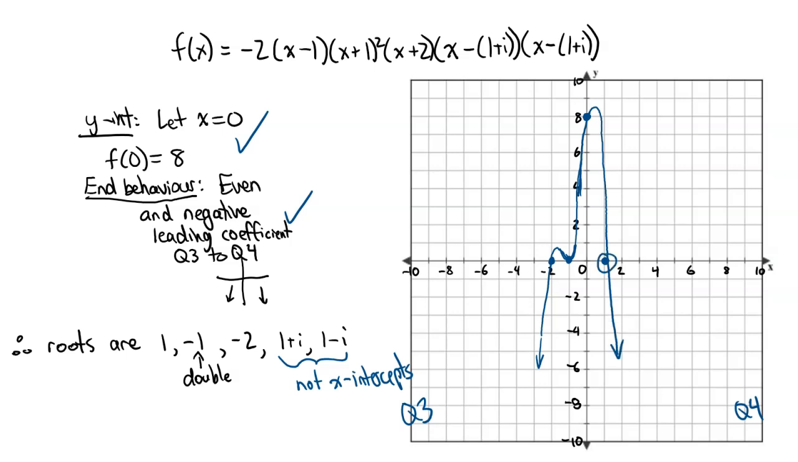So we have 1, 2, 3, 4 x-intercepts, and then those two other roots don't mean anything as far as x-intercepts. And so that's the entire graph of this. We're going from quadrant 3 to quadrant 4. It has a y-intercept of 8, and it has those 3 x-intercepts, one being a double root. And so there you go. That's how you graph f of x when you have something that is degree 6.